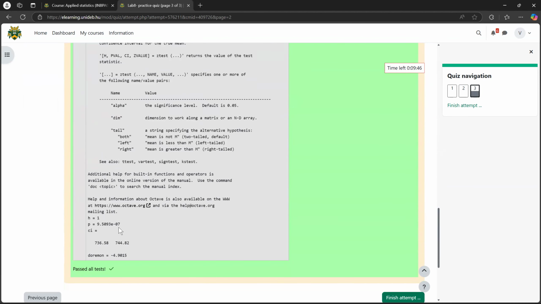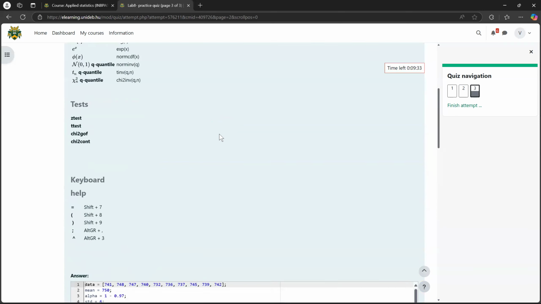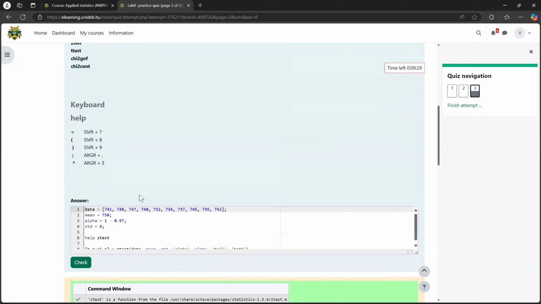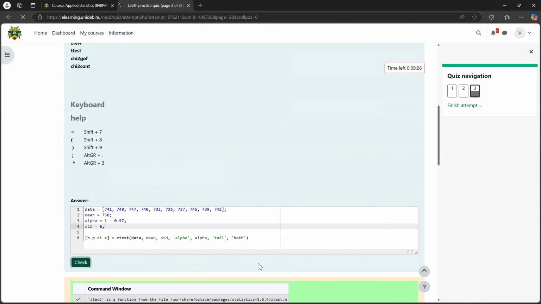So that's h. P is the probability value, it might be asked. Ci is the confidence interval. Doraemon is -4. I just wanted to show you it's just a variable name. We normally write z there. So the output value of the z-test. Now you can just erase help so it doesn't take up all the space.